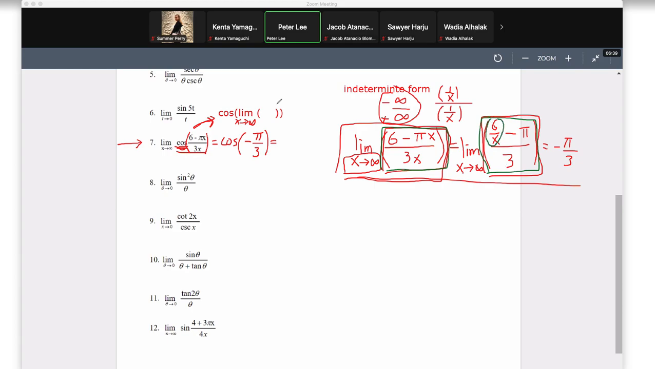The limit form over here we got is not an indeterminate form.